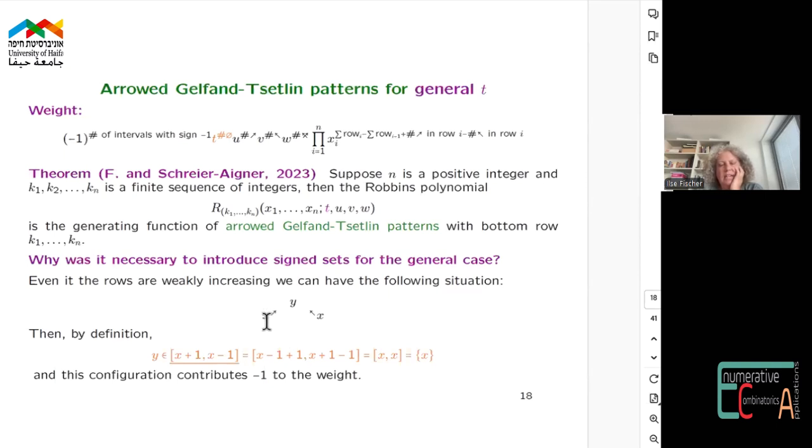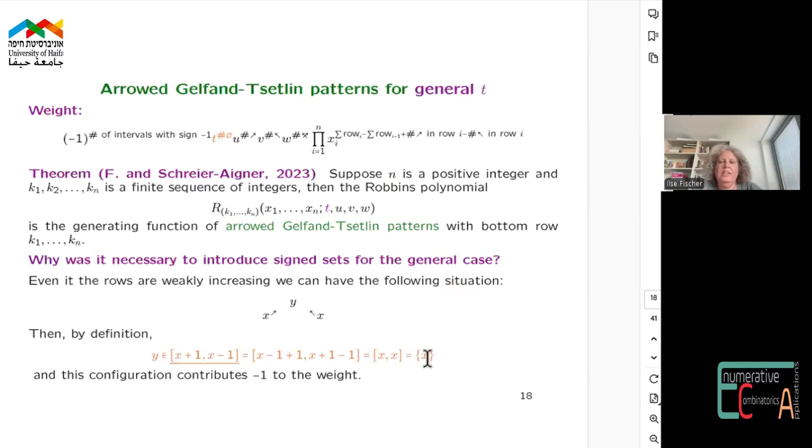So for instance, it can happen that in a row, you have twice the same entry, and from the left entry, you have an arrow pointing to the right, and from the right entry, you have an arrow pointing to the left. And then the rule would tell you, because you need to have strict increase here, you need to add 1 to the x, and you need to subtract 1 from the second x. But then this is not a real interval anymore. And then you have to interchange the left and the right boundary. You have to add 1, subtract 1, and then you actually see it's this interval, which is simply the set that only consists of x.